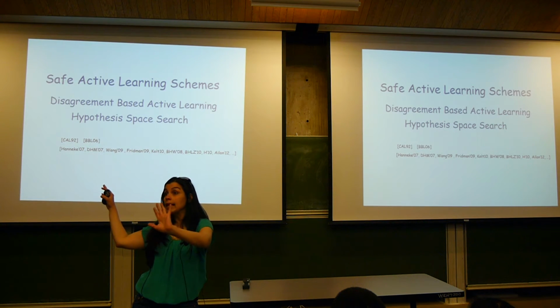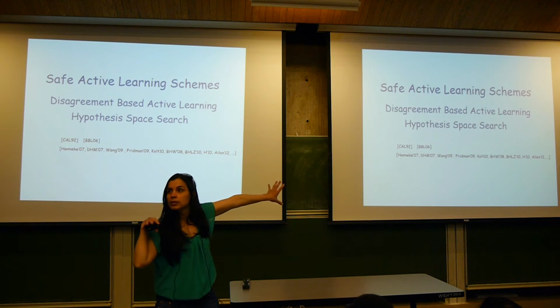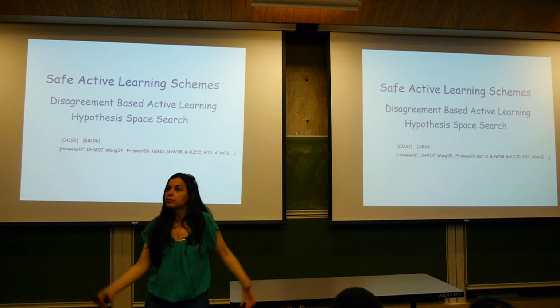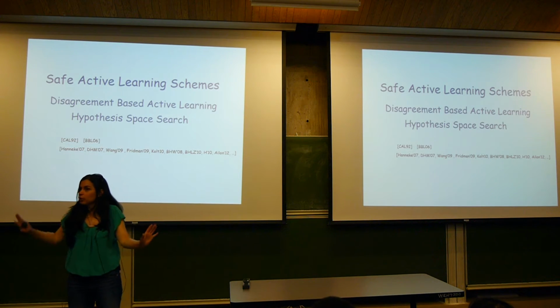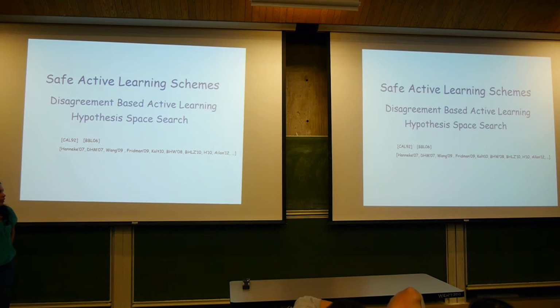For those who know a little less formally, the work where we know safe algorithms is this one, where we do a hypothesis space search. But those other ones are important too. It's an important research direction.